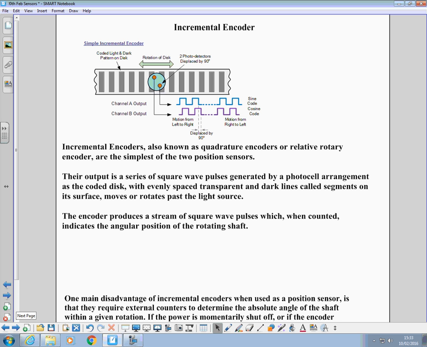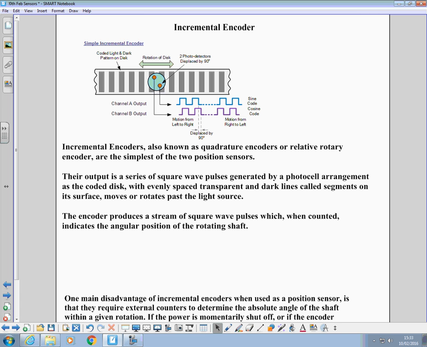So, the incremental encoder. Look at the diagram now. Coded light and dark pattern on the disk. Okay, we're looking at it in terms that the disk has been straightened out. Usually they are a disk that rotates, it's just easier to perhaps understand. The rotation of the disk could be in any direction.